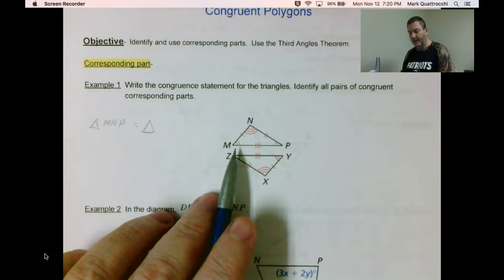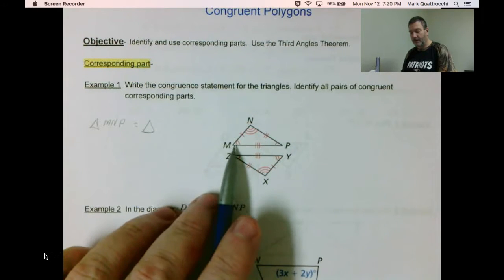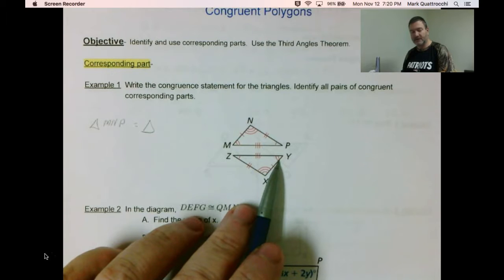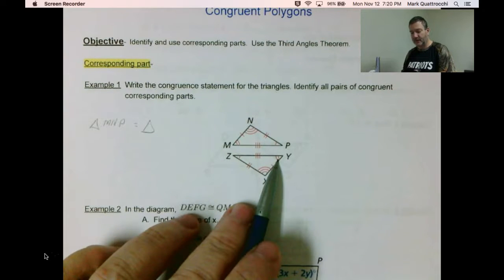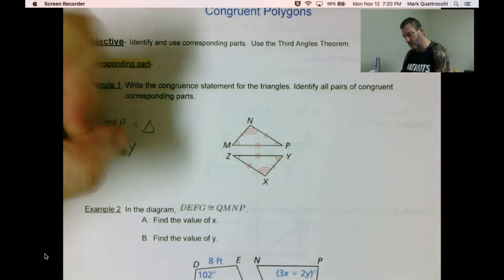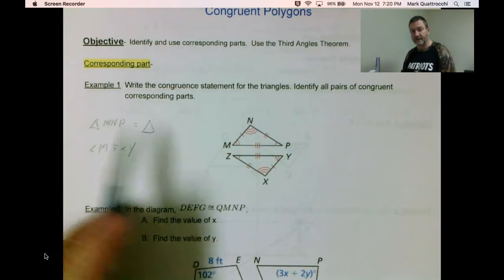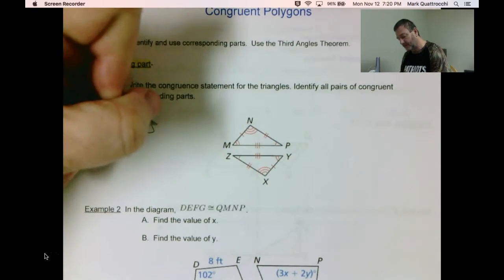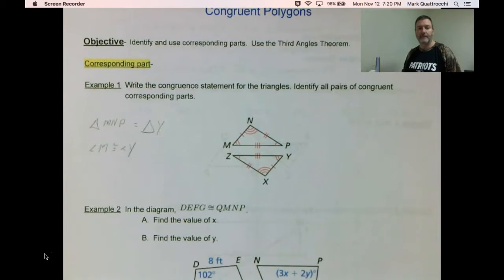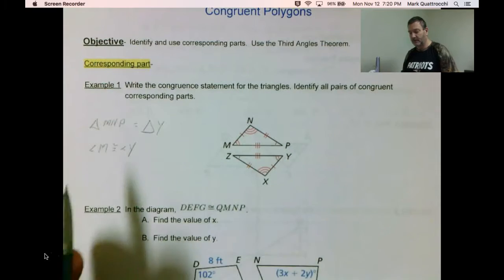Angle M, or point M, matches up with which point in the triangle over here? Well, M has two arcs on it, Y has two arcs on it, so M has to match up with angle Y. So let me write that down. Angle M is congruent to angle Y, since we're also going to be listing all the pairs of congruent corresponding parts. That's one pair of congruent corresponding parts. And since angle M comes first here, angle Y has to come first here. Let's go clockwise, not that it matters. I could go counterclockwise or clockwise. I'm going to go clockwise.